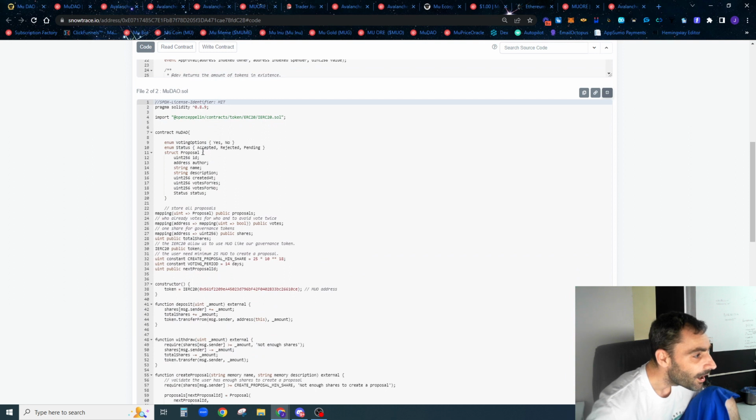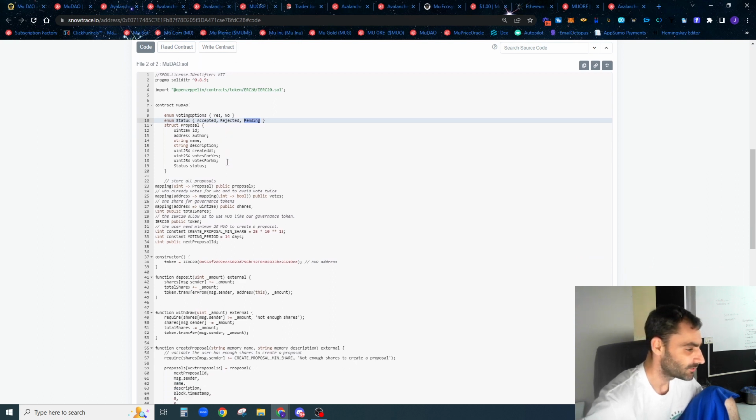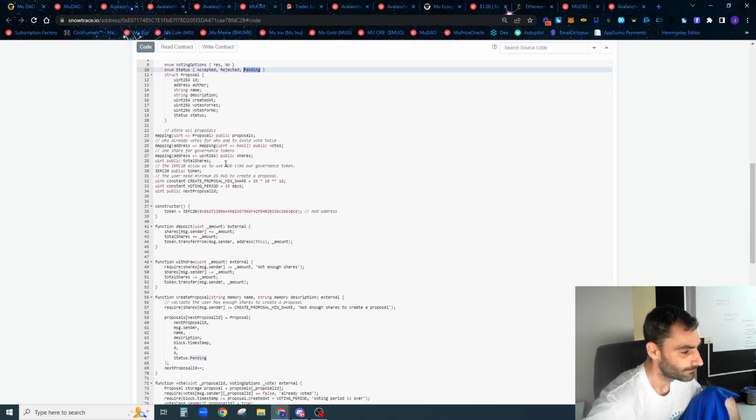Okay, so we can see that we have voting options, yes and no. We have status is accepted, rejected, and pending. All right, so it looks like a yes vote is 0, a no is 1. All right, that's what it looks like. Could be actually wrong. It looks like a status is 0 is accepted, 1 is rejected, and a 2 is pending, is what it actually looks like.